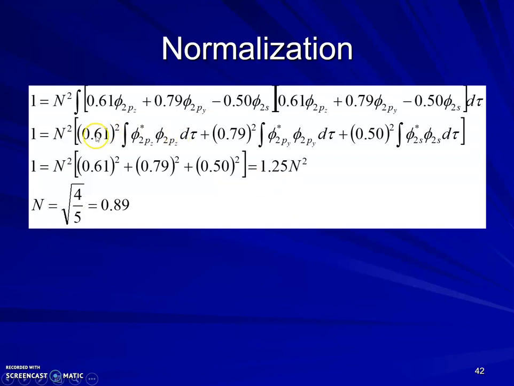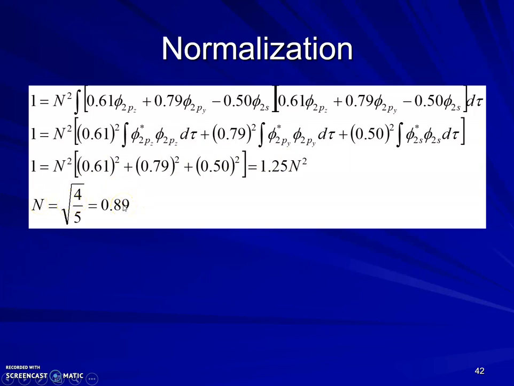So we end up with 0.61 squared times the integral of the z squared orbital plus 0.79 squared times the integral of the 2py squared orbital, and then so on for the s orbital. But again, these are normalized orbitals, so their integrals are 1. So 1 equals n squared times the sum of those squares. They work out to be 1.25. We can put that all in our calculator. So 1 equals 1.25 times n squared. That means that n squared is 4/5, and n is the square root of 4/5.